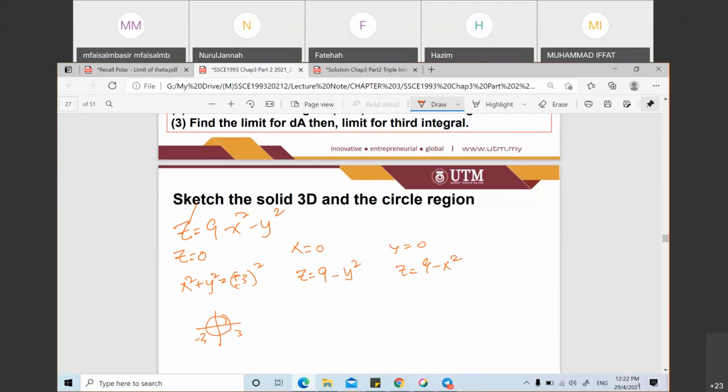How to sketch this? This is just a circle with radius 3. And then this is y, this is the xy plane. So for this, z and y: when y is 0, z is 9, and when z is 0, y is negative 3, right? I think this is the same for z and x. So you have the same thing.